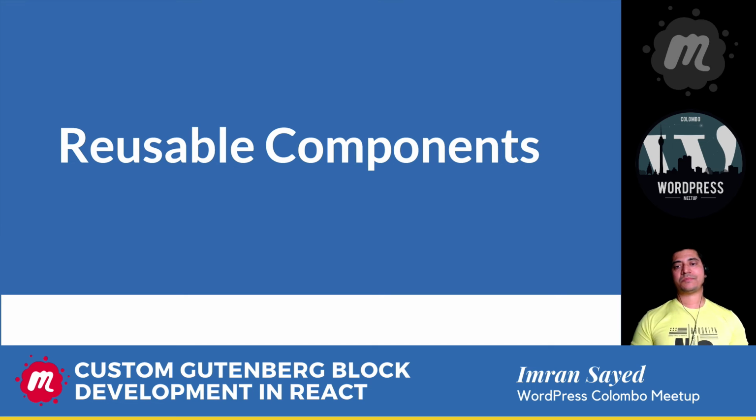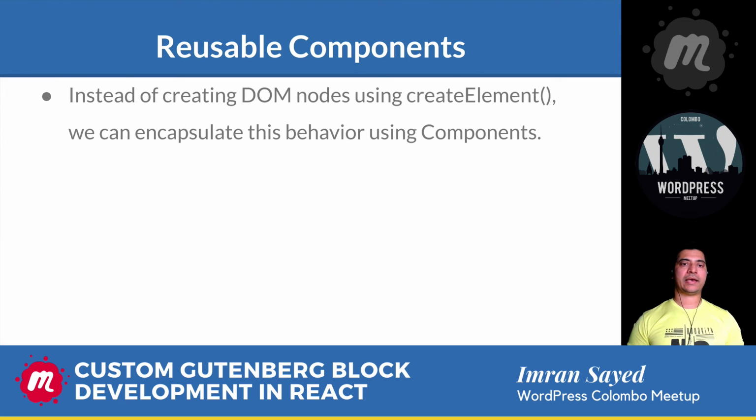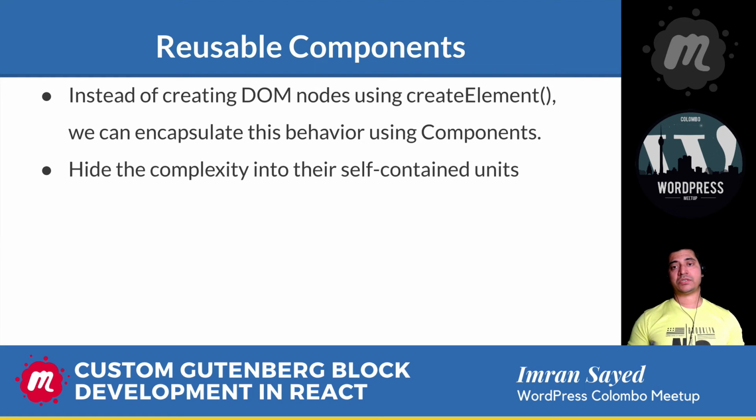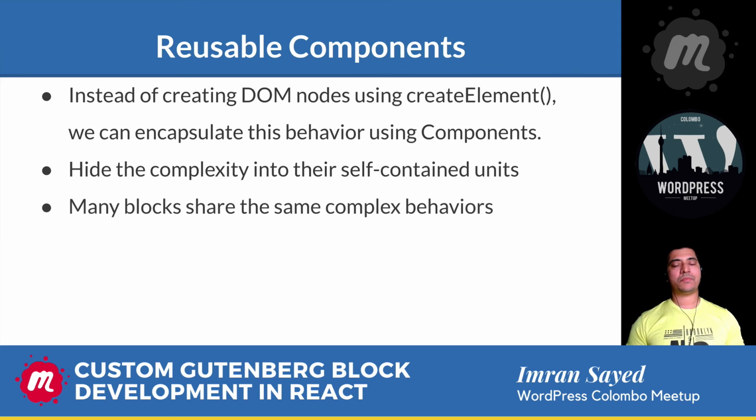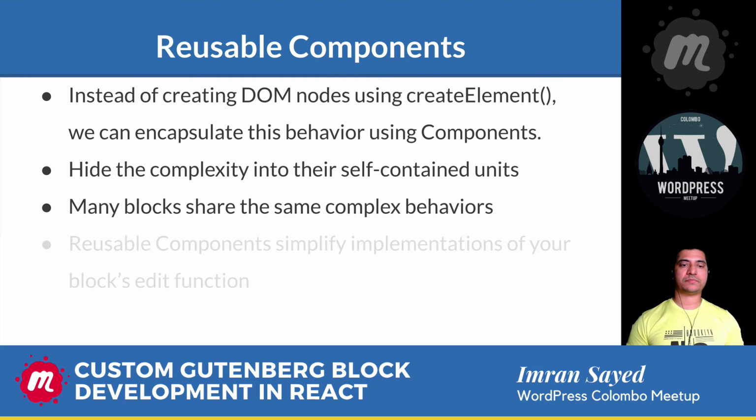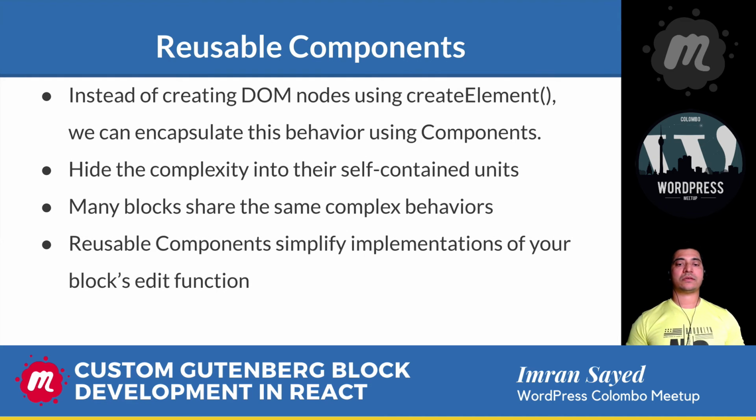All right, now there are some reusable components that we can use, and instead of creating DOM nodes using createElement, we can encapsulate this behavior using components. Using components, we can hide the complexity into self-contained units, and many blocks share the same complex behavior. Reusable components simplify the implementation of the block's edit function. For example, RichText, BlockControls, AlignmentToolbar, these are all core Gutenberg block components. You can create your own custom ones as well.